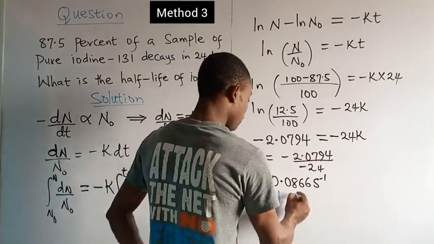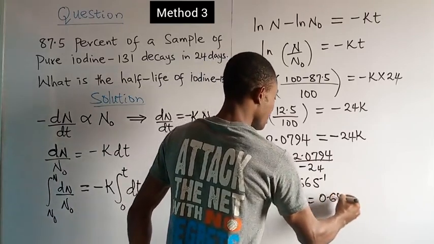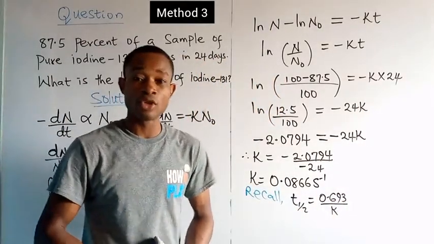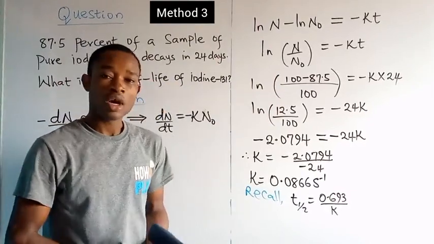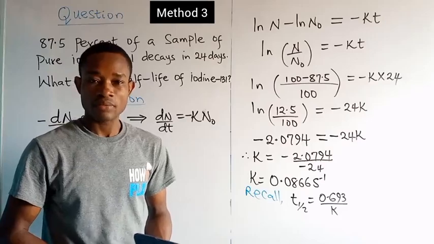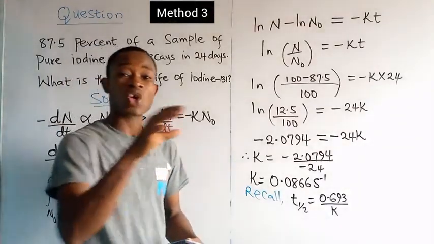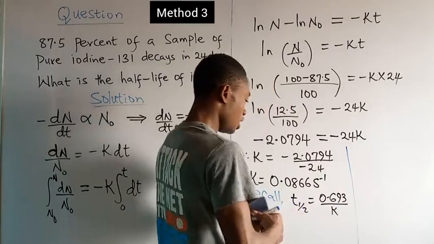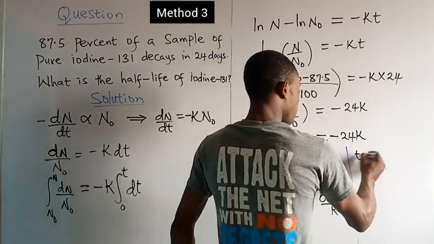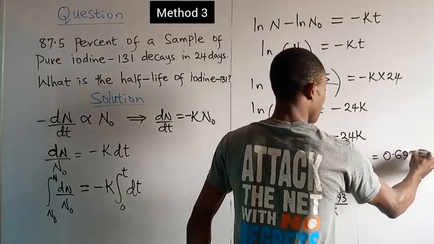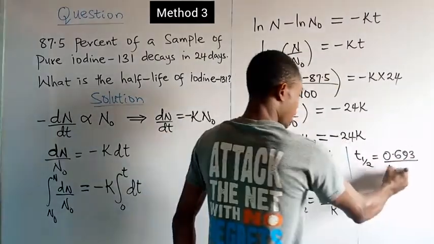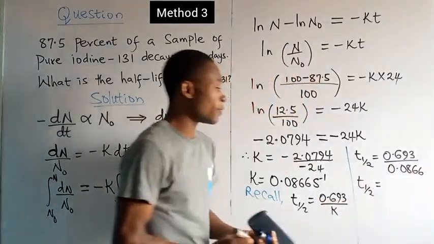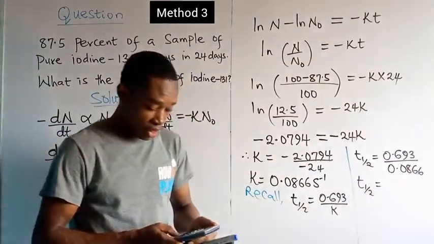I'll just write the formula for you that you should recall: our half-life T half is equal to 0.693 all over the rate constant. Whether you are in O level or advanced level, you would have seen this equation under radioactivity previously. So if this is the formula for half-life that connects to rate constant, all we just have to do, let me conclude the calculation here, is to substitute. Our half-life T half is now 0.693 all over our K, and K is 0.0866. So reach out to your calculator.